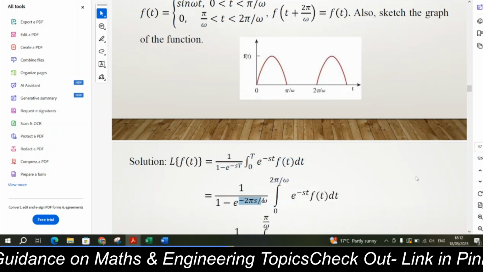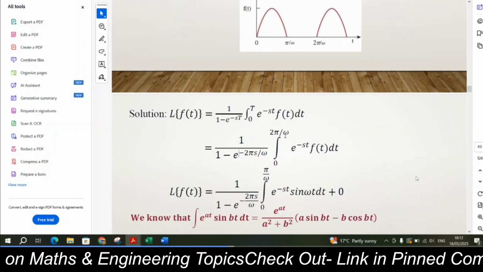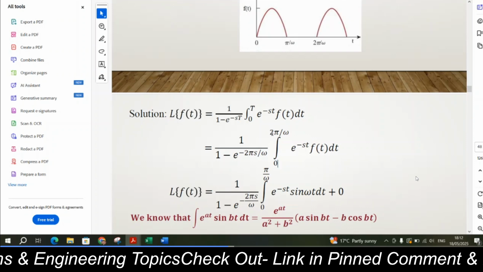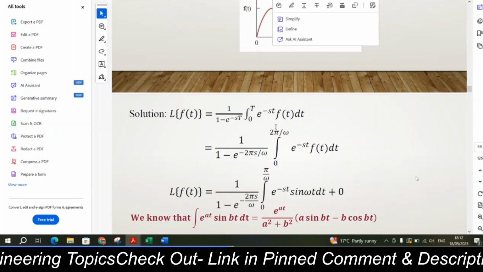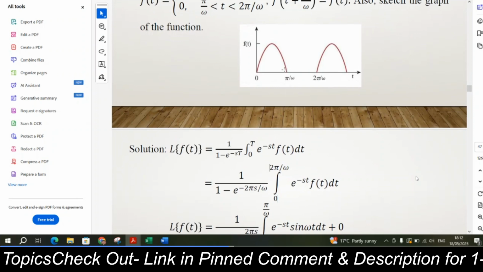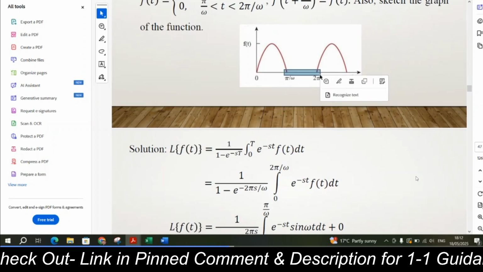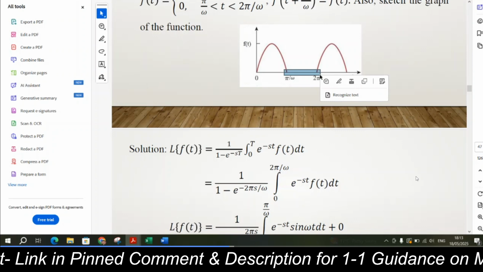Now I'm not sure if they have given the solution. So you can simply do the periodic transform. Okay, from 0 to t, it will be 0 to 2 pi by omega. That 2 pi by omega is mentioned over here as well. And then you split the integral, from 0 to pi by omega and pi by omega to 2 pi by omega.